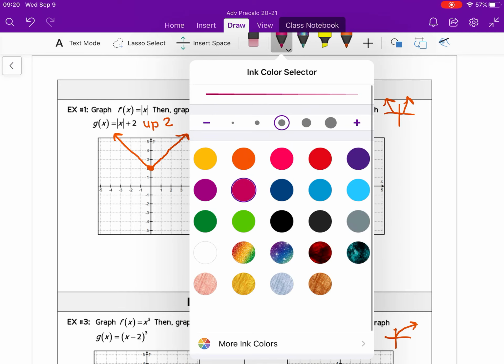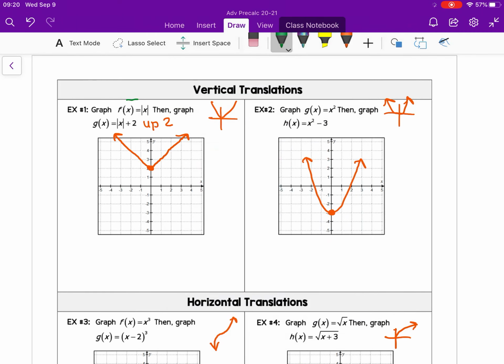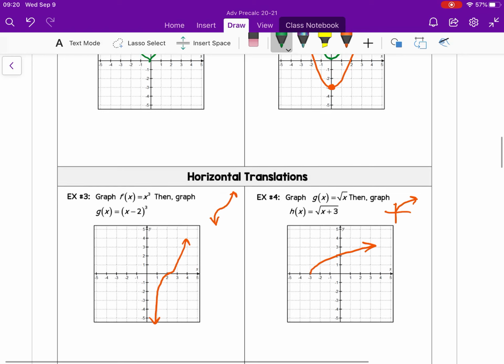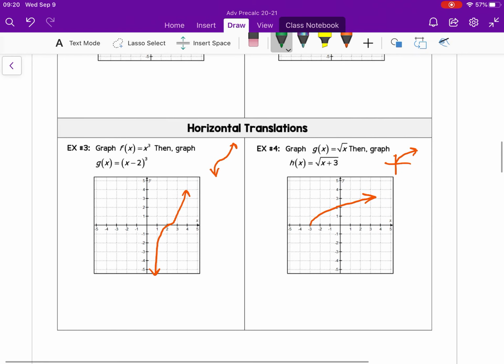All right, so here are some examples. If we think about the parent graphs, which I did not draw originally, maybe I will this time. So the parent graph, the absolute value of x just starts at 0, 0, and it's a V shape. Notice the plus 2 on the outside just means up 2, whereas if I had a minus, it means to go down. So the parent graph here is a parabola. So notice same shape, just literally moving up or down.